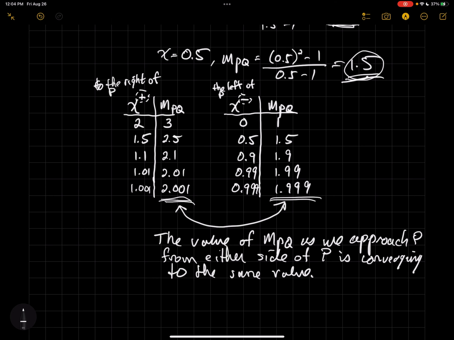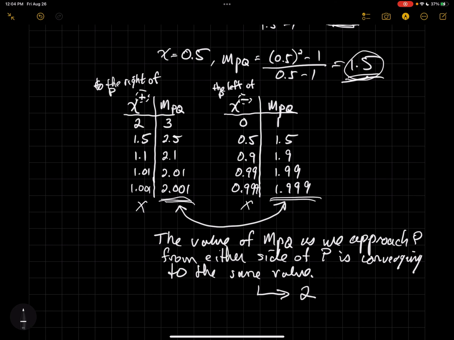And it's fairly clear that the value that it's converging to seems to be 2. Okay? So, this is where calculus gets very interesting, right? Because at this moment we can't definitively say that the slope is 2, because we're doing this in discrete values, right?